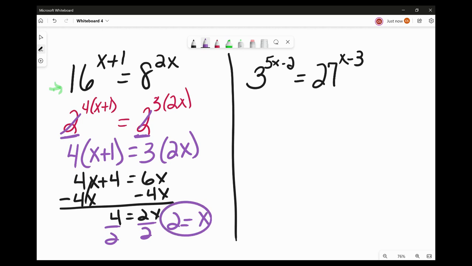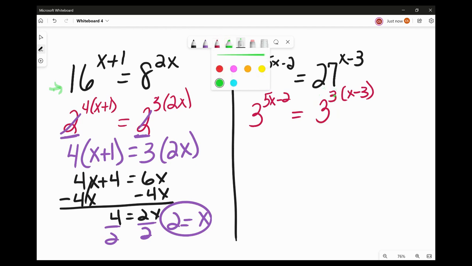Now, let's do one more example. So we're over here, and we're looking, right? We have 3 and 27. They don't have the same base. But I know that I can write 27 with a base of 3 because 27 is 3 to the third power, right? 3 times 3 is 9, times 3 is 27. So I have 3 to the 5x minus 2 power. And then 27, also written as 3 to the third power, is being raised to the x minus 3 power. Notice I didn't change the powers, okay? All I did was rewrite 27 as 3 to the third power.